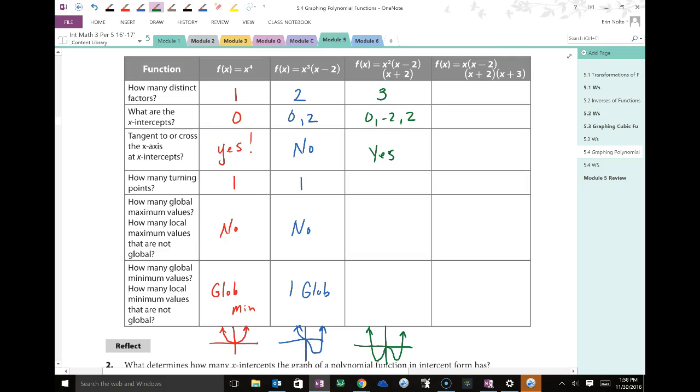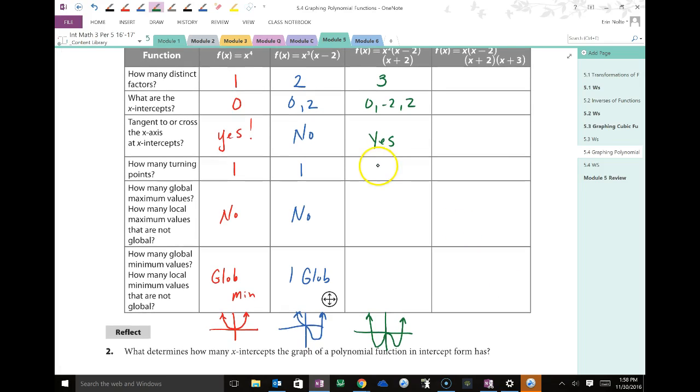How many turning points? 3. Look. Decreases, then increases. There's a turning point, there's a turning point, there's a turning point. How many maxes do I have? 1, a local. Mins? 2. What kinds? Global. They are global because they're the lowest place on the entire graph. It does not go lower than that.